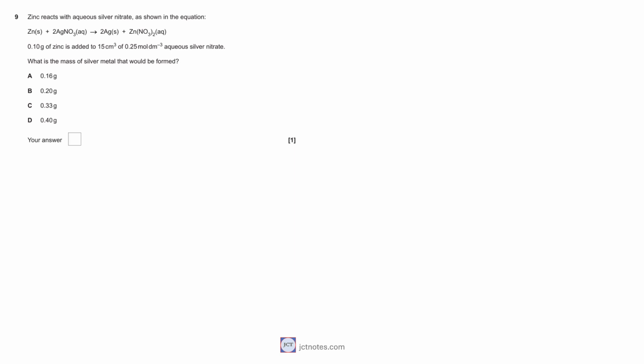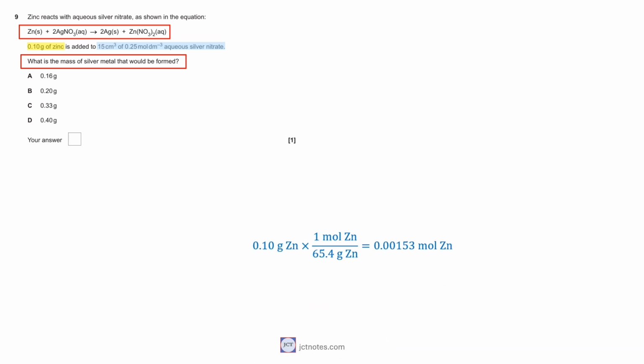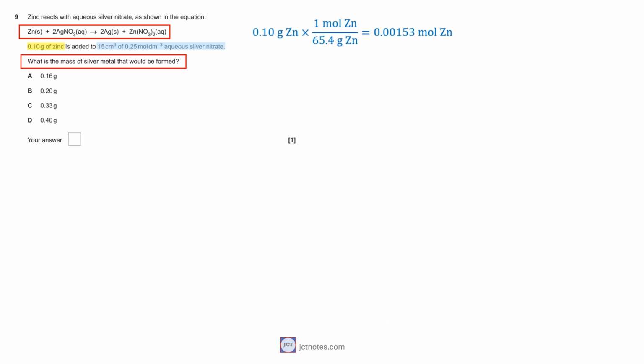In question 9, we have the reaction between zinc and aqueous silver nitrate to produce silver metal and zinc nitrate. We are asked what is the mass of silver metal formed when 0.10 grams of zinc is added to 15 cubic centimeters of 0.25 moles per cubic decimeter aqueous silver nitrate. We start by calculating whether the limiting reactant is the zinc or the silver nitrate. Using the atomic mass of zinc as 65.4 grams per mole, we can find that 0.1 grams of zinc is 0.00153 mole of zinc.